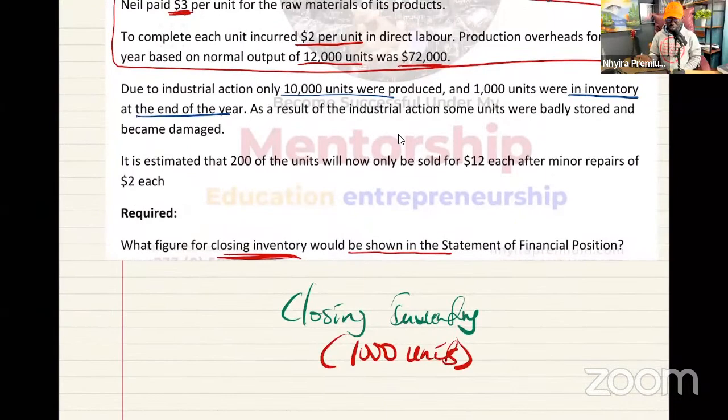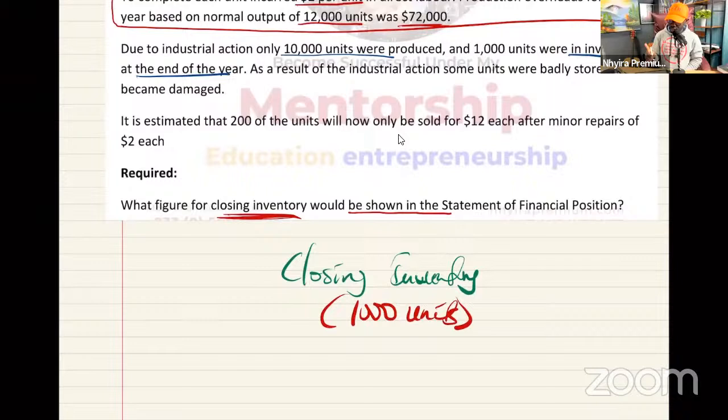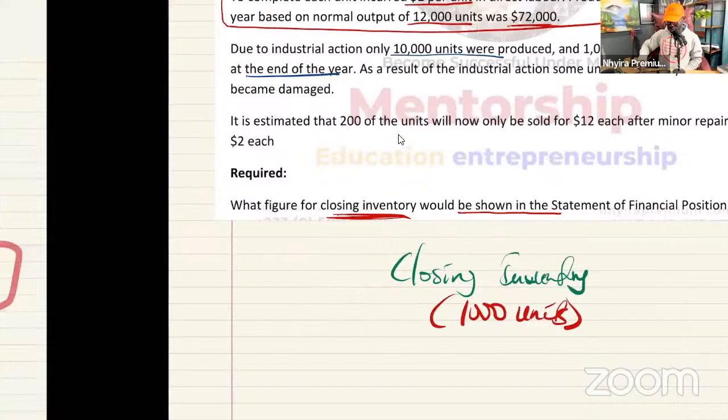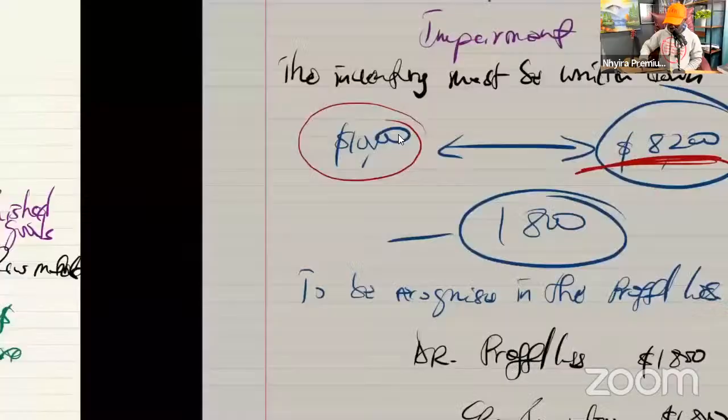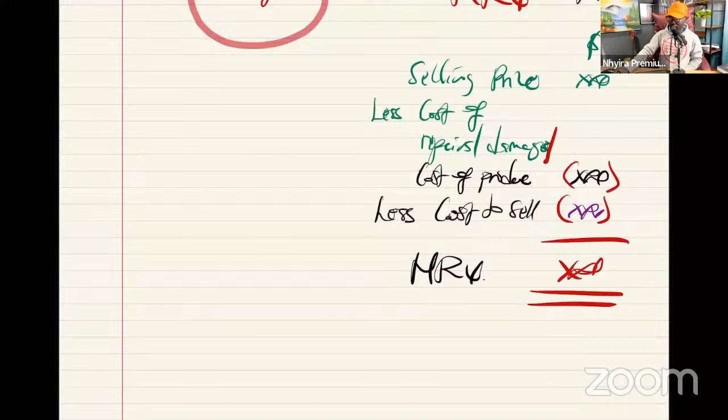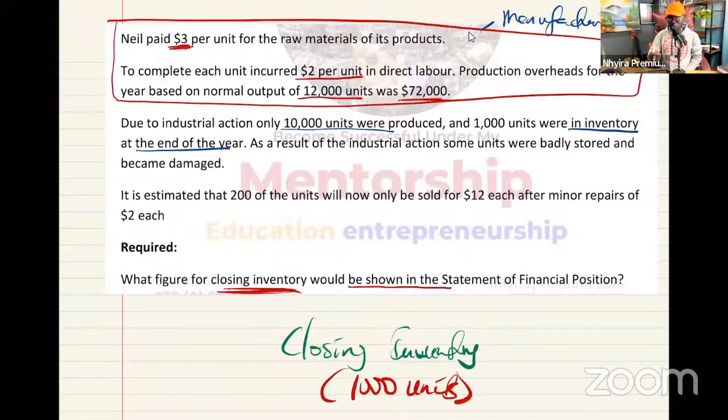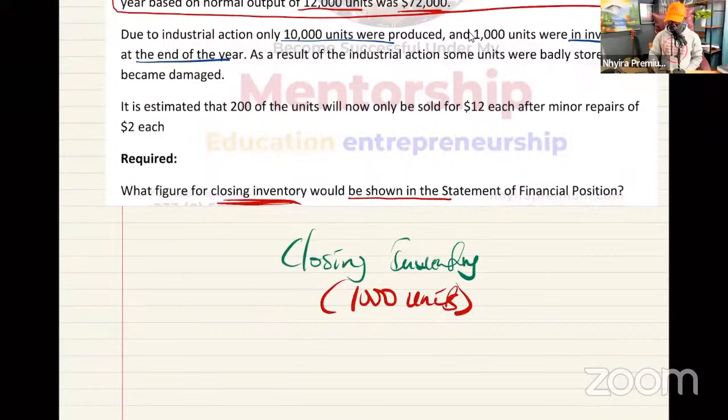It's a result of industrial action. Some units were badly stored and became damaged. Remember I told you that in determining the net realizable value of inventories, we bring in our selling price, then we deduct the cost of repair, or if an inventory is damaged, the cost to restore it so we can sell it. The final sentence: it is estimated that 200 of the units will now only be sold for $12 each after minor repairs of $2 each.